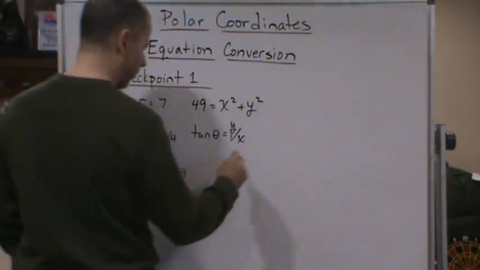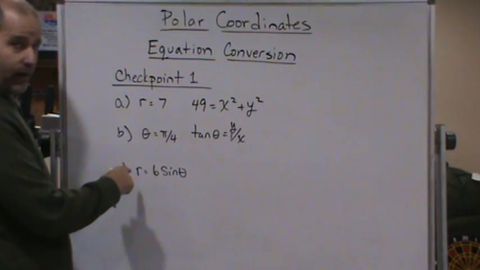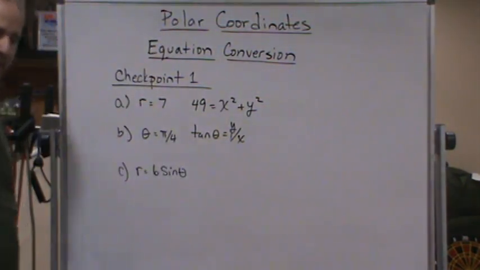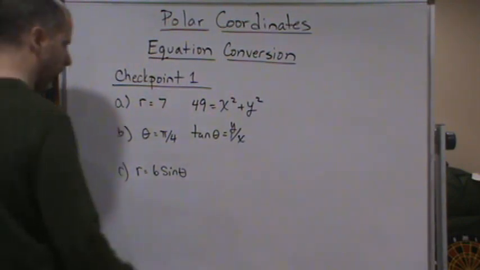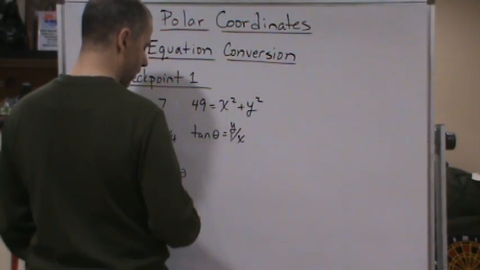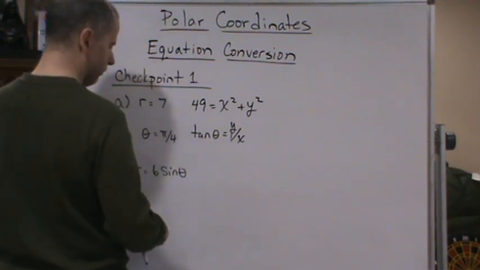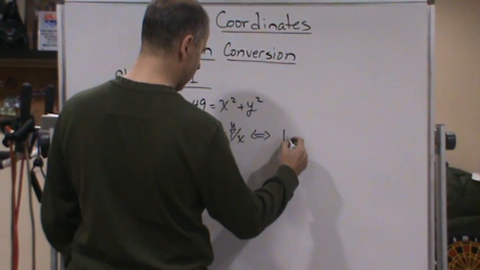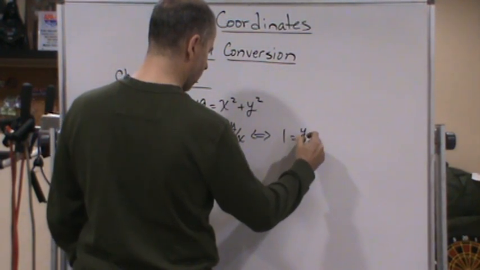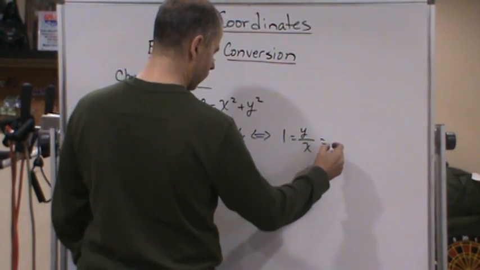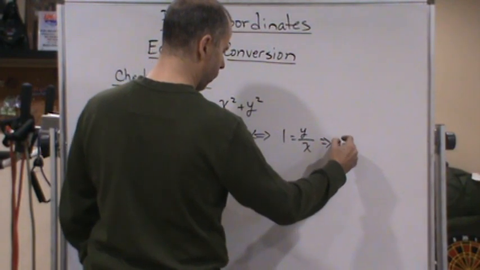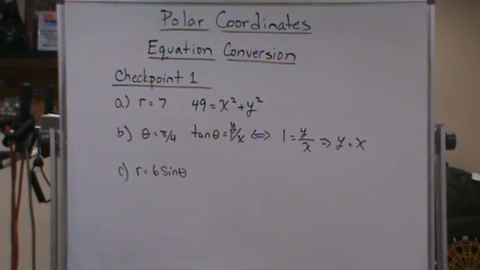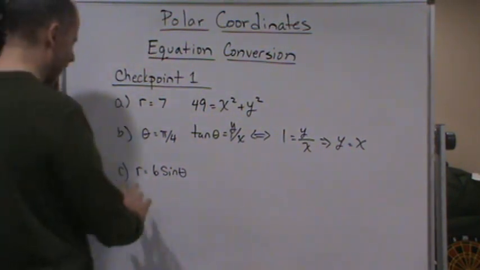So think about it too. This is a 45-degree angle, so it's the identity equation. So this is going to give us 1 equals y over x, which then tells us that y equals x, which is what we thought it was going to be. Now C, what about this one here?